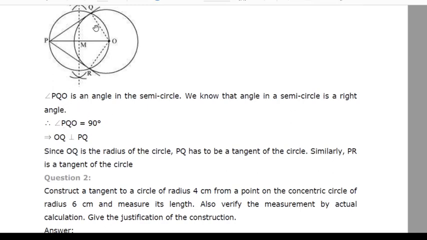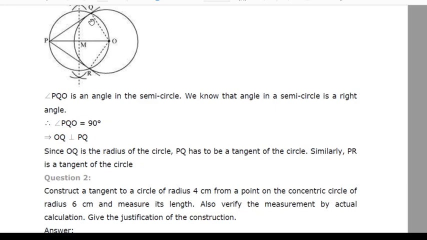PQO is an angle in the semicircle. We know that the angle in a semicircle is a right angle. So you see here in this circle, this angle must be 90, because if any triangle is made on a diameter, then it makes a right angle triangle. So this is the diameter of this circle. If it is a diameter, then this angle must be 90. It means this is a right angle.